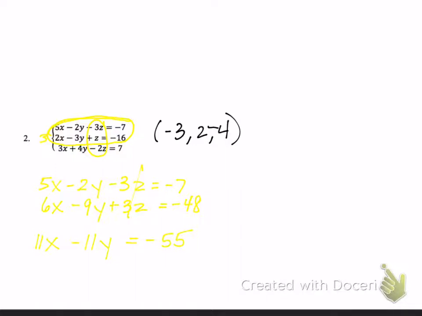Are we good with that so far? I did the first 2, yeah. Now I'm going to do the second 2.